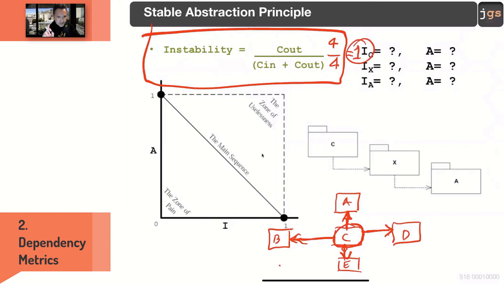If this equation gives you 1, that class is very hard to change. And the definition for that? Instability equal 1. The opposite. The opposite is going to be an instability of 0. An instability of 0, stable.